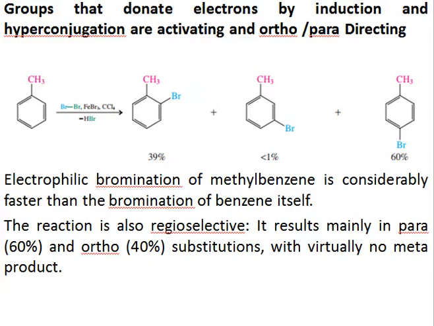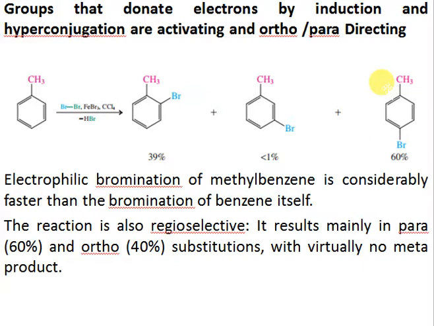So here we are considering the electrophilic bromination of methyl benzene. As you have studied in the previous lecture, the catalyst used for this purpose is iron bromide or ferric bromide, and normally the solvent we use is tetrachloromethane. Under these conditions, we get 39% of the ortho product, less than 1% of the meta product, and 60% of the para product.